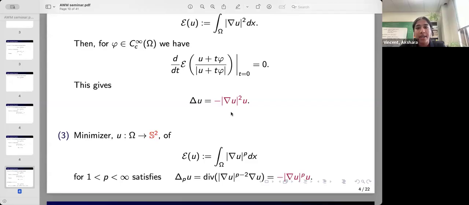We can also do this for the p-Dirichlet energy, where you have the energy given by the L^p norm of the gradient to the power p. And here we get the equation p-Laplacian of u equal to a nonlinear term on the right-hand side.